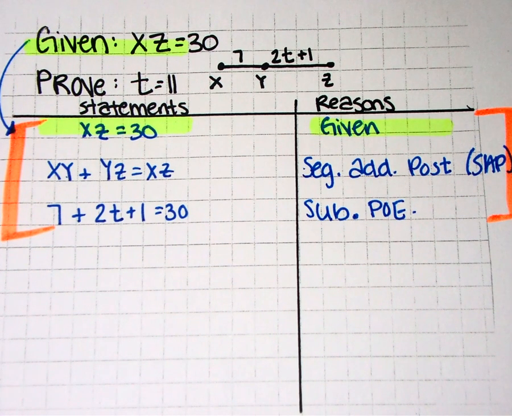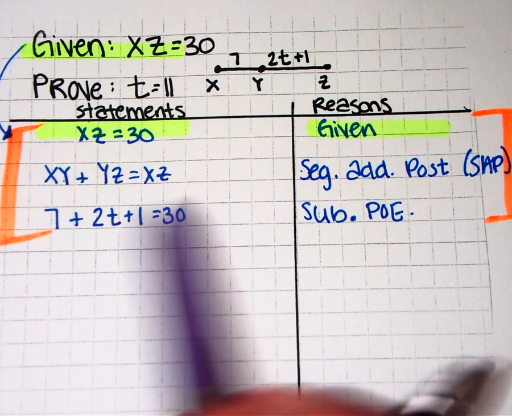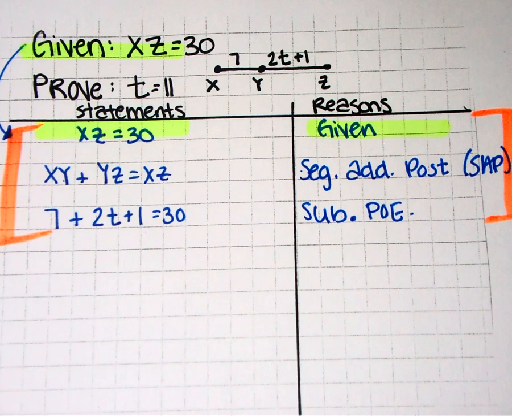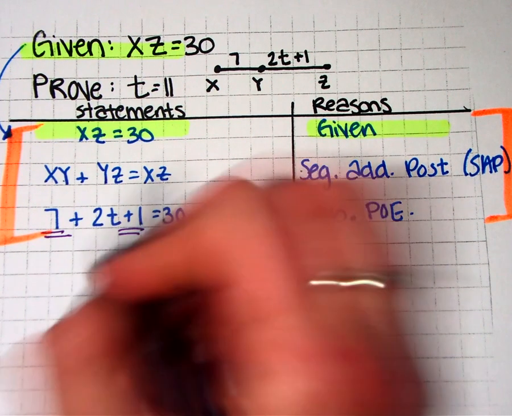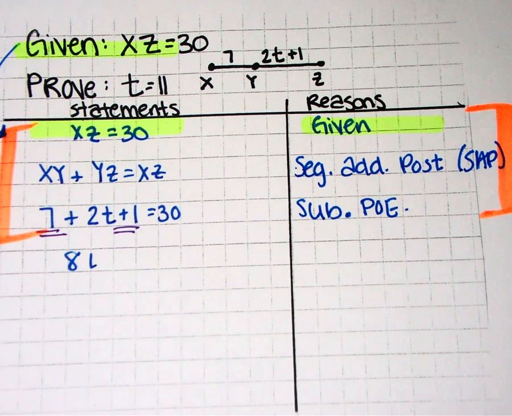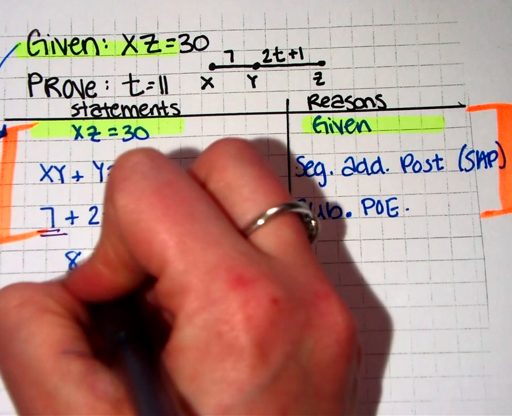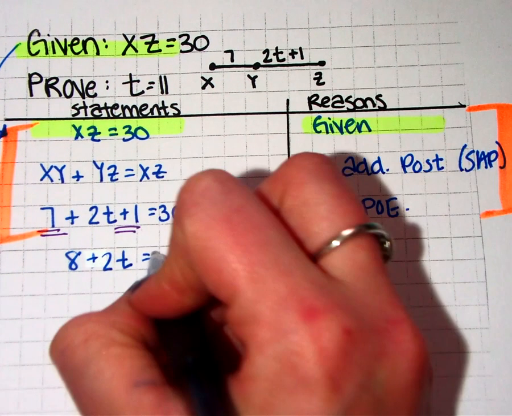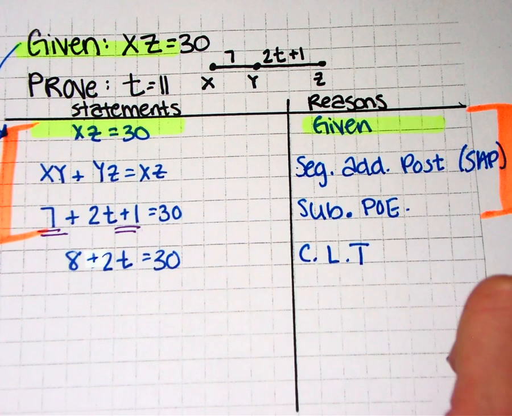Once you get to here, you can solve math however you'd like, meaning some of you want to add or subtract the 1 to the other side. Some of you prefer to combine like terms. I'm going to go ahead and combine the 7 and the 1. So 7 plus 1 is 8. Let me go ahead and fix that. 7 plus 1 is 8 plus 2T equals 30. That's called combine like terms.